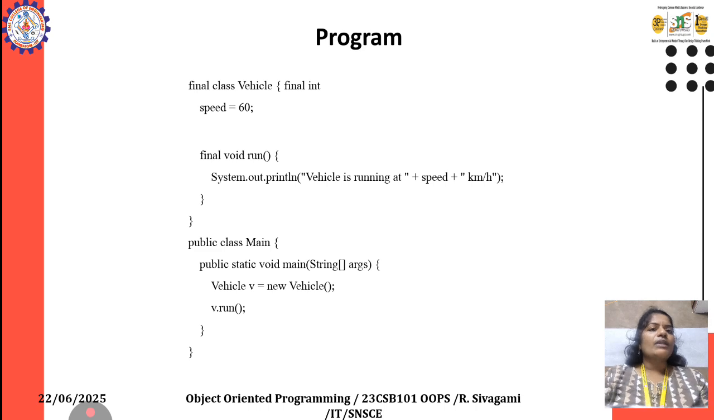Then I create a Java main class. The main method is public static void main. My class name is Vehicle. I create an object for that class. The new keyword is used to allocate the memory space for the data. And then I call the run method.